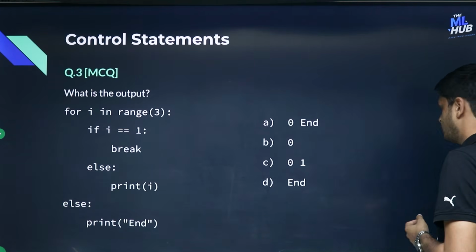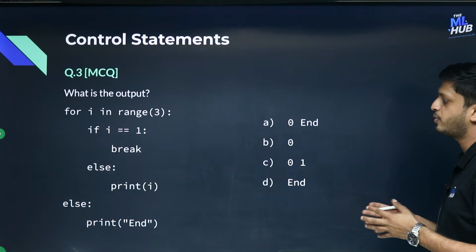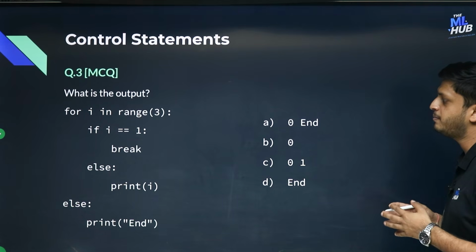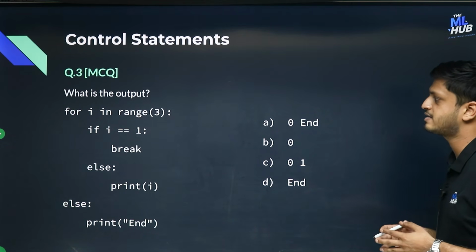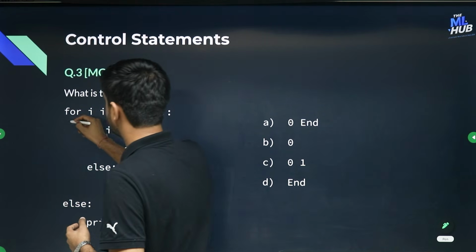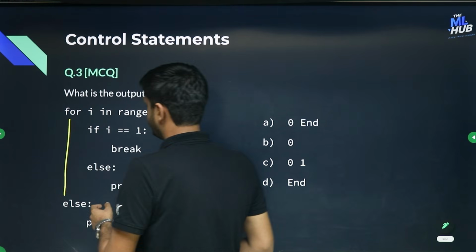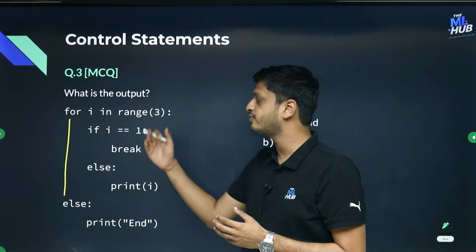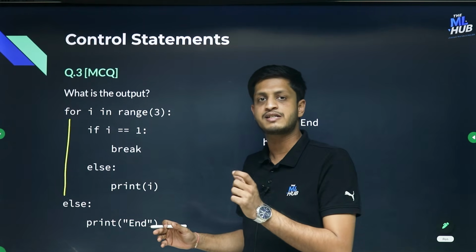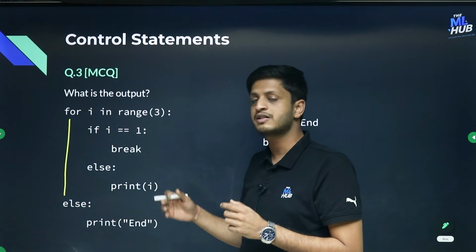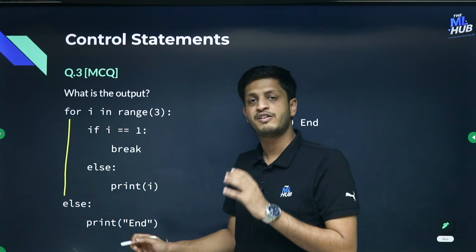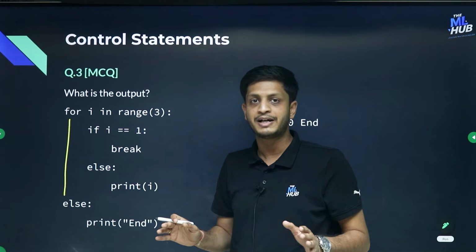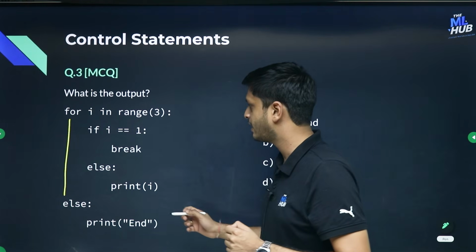Cool. Let's move to the next question. What is the output of the following program? For I in range 3, if I equal to 1, break, else print I, else. So this else belongs to this for loop here, right? And else with the for loop only executes if we did not break out of the previous loop. If the last statement which ran in the previous loop is break, then else will not execute. Else will only execute if the previous loop executed completely, it did not break, right?